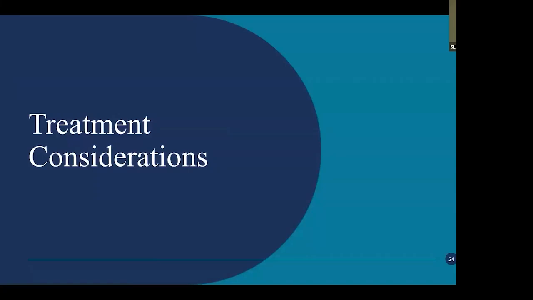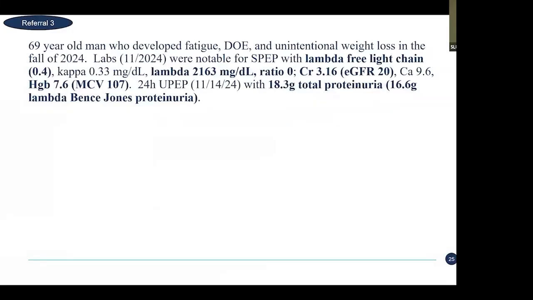Okay, so moving on to treatment considerations. Going down to referral number 3. This is someone that comes in with incredibly high light chains. Lambda is 2,163 milligrams per deciliter. Ratio is essentially 0. Creatinine is 3. Hemoglobin is 7 with an MCV of 107, so macrocytic, and nearly 17 grams of specifically lambda Bence-Jones proteinuria.